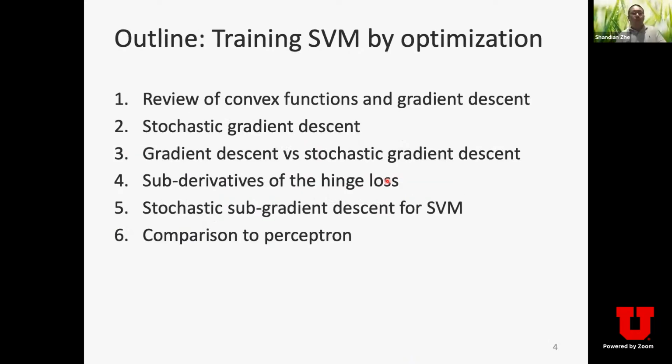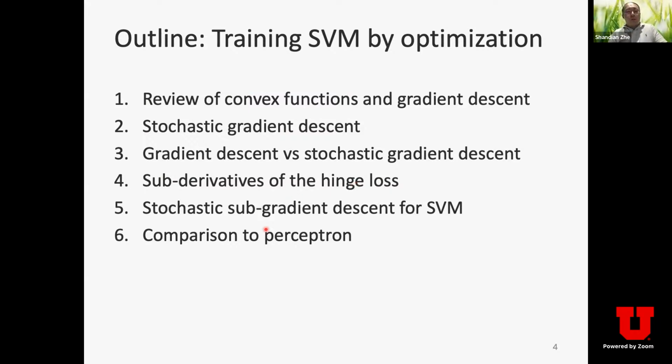So the outline of this topic is as follows. We're going to first review the convex function definition and the gradient descent framework, which we discussed previously. And then we review the stochastic gradient descent framework. Then we're going to discuss the pros and cons of gradient descent and stochastic gradient descent, and when we should use each. And later we'll talk about the issue of hinge loss. You cannot directly use stochastic gradient descent because the hinge loss is not differentiable. We have to get around this issue.